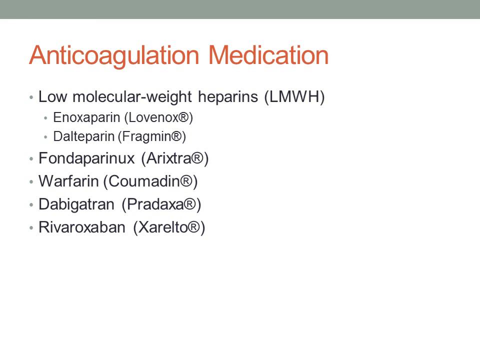Now we'll move on to the anticoagulant medications. We will be discussing low molecular weight heparins. And although there are others, the two commonly used ones are enoxaparin and dalteparin. We'll talk about fondaparinux, which has a similar mechanism of action to the low molecular weight heparins, but it's a completely synthetic compound. And we'll also discuss warfarin, dabigatran, and rivaroxaban. We're not going to be discussing unfractionated heparin or IV heparin today because the focus is on medications used in the ambulatory setting.